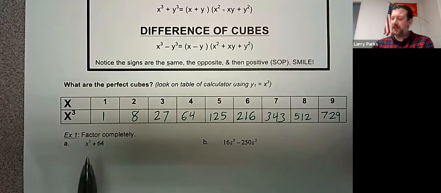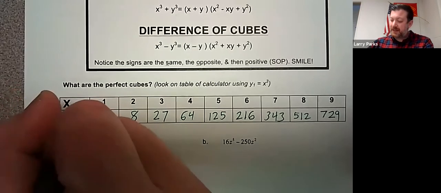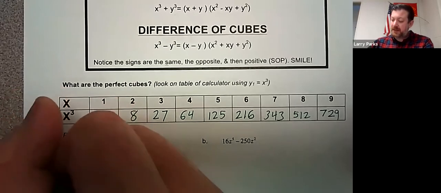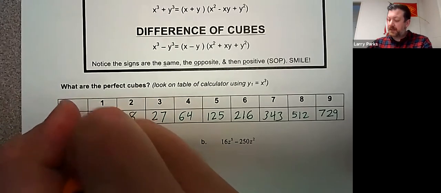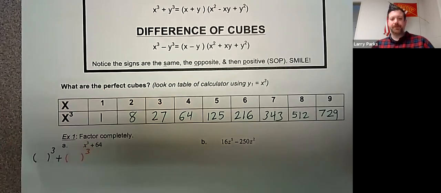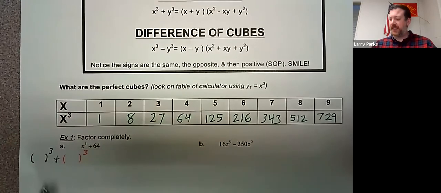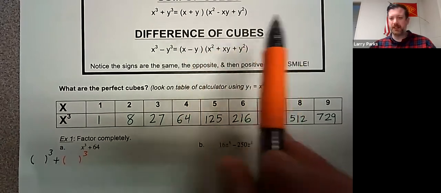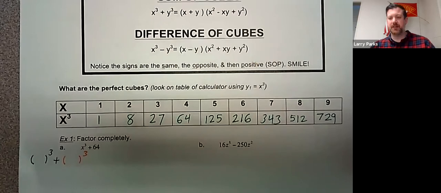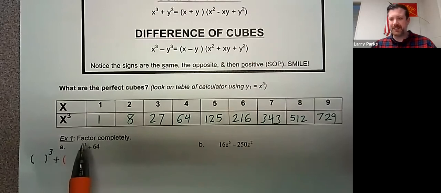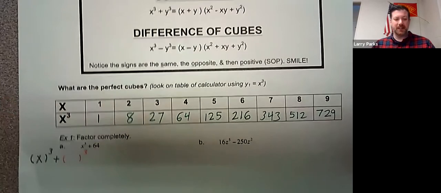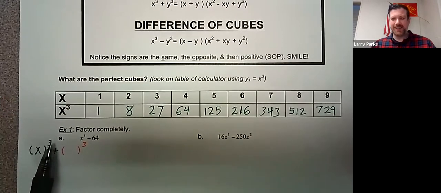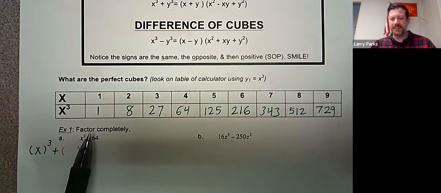So we are going to try to write this as something to the third plus something to the third. If you could write it like that, then you'll have your x, you'll have your y, and you just plug into the expression. So first one, x to the third. What to the third is x to the third? That's super easy. That's just x. So x in parentheses to the third is the same thing as x without parentheses to the third.